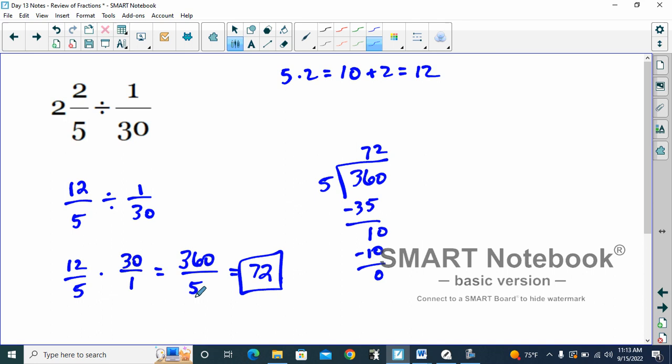So when you divide, if it just comes out even, just go ahead and divide it out. That is it for today's notes. We will get into the online work from here.